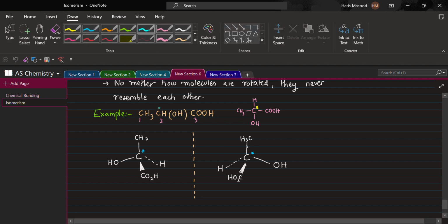So this carbon is a chiral carbon. How do I know that? I'm seeing that this is attached to one hydrogen, this is attached to one OH, and another thing is that this is attached. When something is in brackets, what does that mean? That this is attached to that carbon.